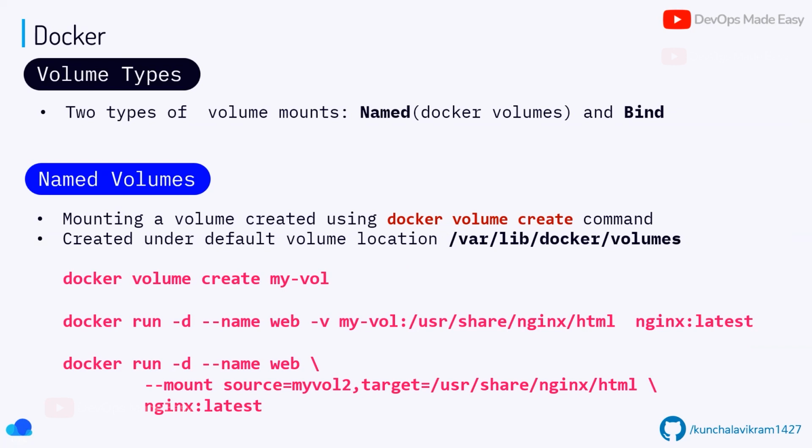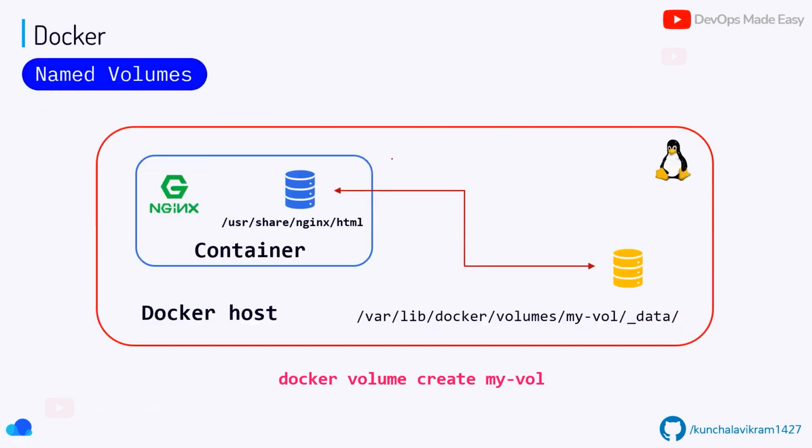One is the named volume, also known as Docker volume. This is very specific to Docker. So you can call it a Docker volume. When you talk about a Docker volume, it is named. The other one is the bind volume. So let's talk about Docker volumes, which are native to Docker. Now let me just show a simple example.